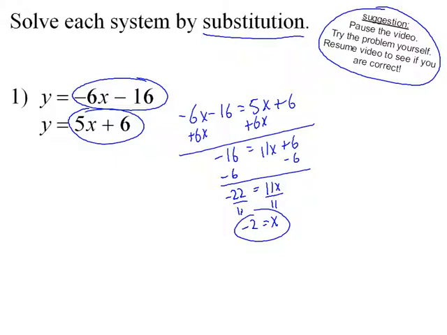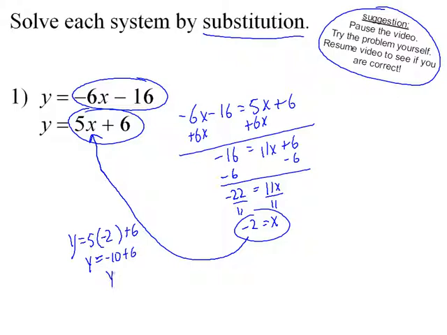That's not my final answer. I need to plug that back in right here. And I get y equals 5 times x, which happened to be negative 2, plus the 6. So I got y equals negative 10 plus 6, y equals negative 4. That's still not the final answer. I need to put it in coordinate form, negative 2, negative 4.